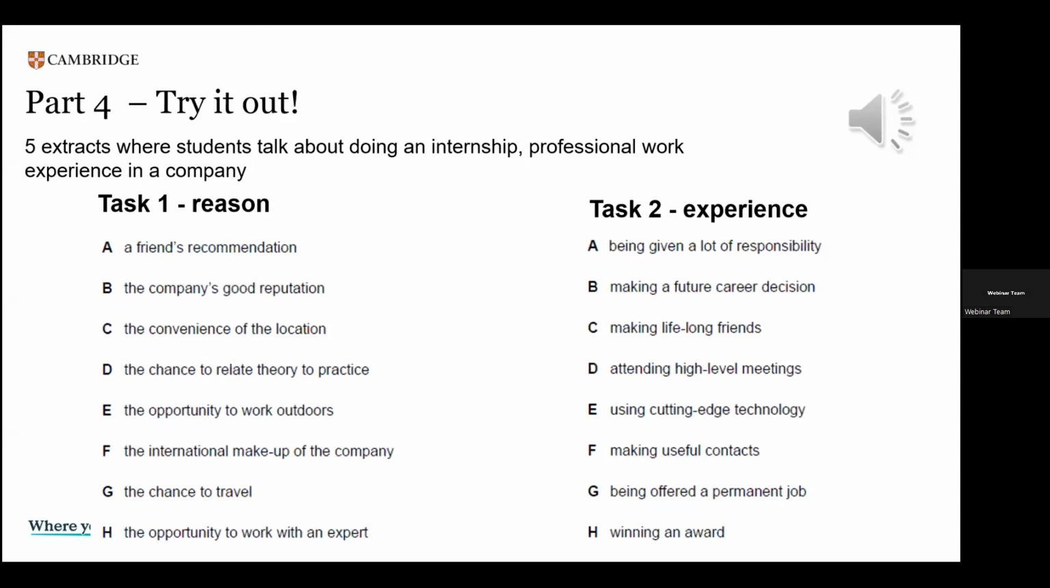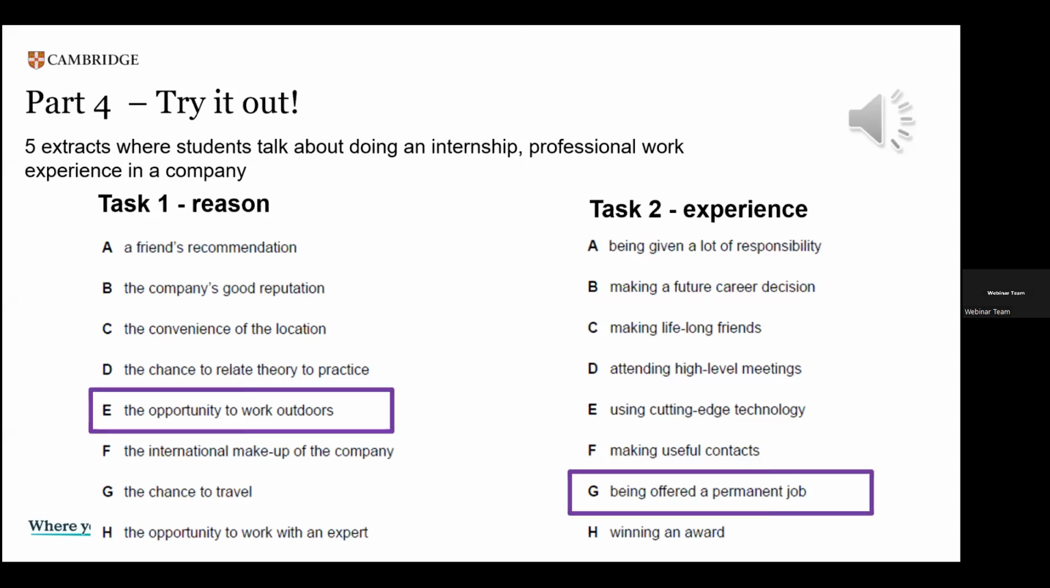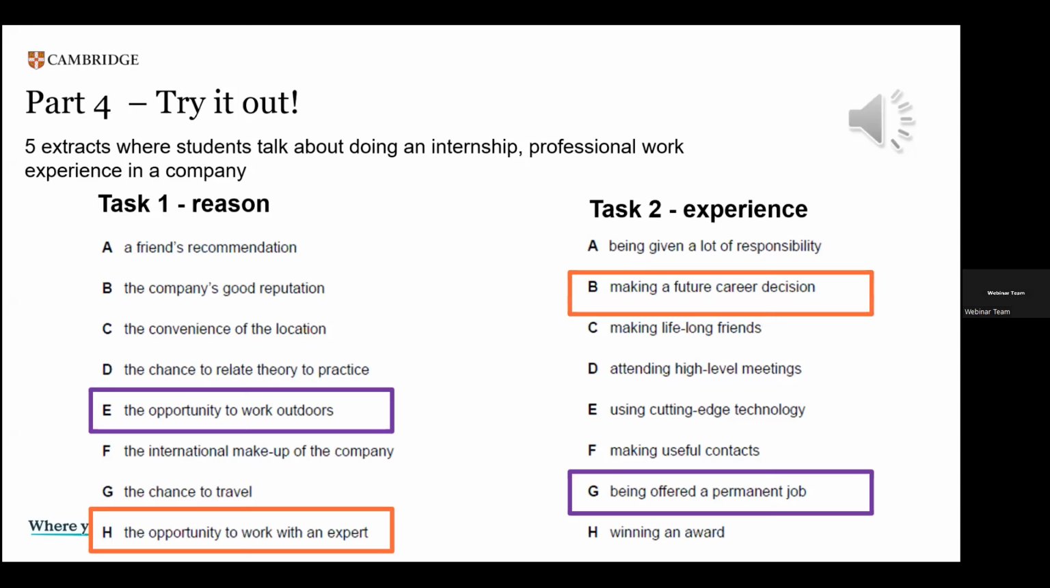And the question is about the students talking about doing an internship. An internship is professional work experience in a company. So you notice you might not know what internship is, but it's actually being explained in the question. So this is an example. We don't have time to actually listen to this, but you can access this on our website, and you can practice listening to the text.